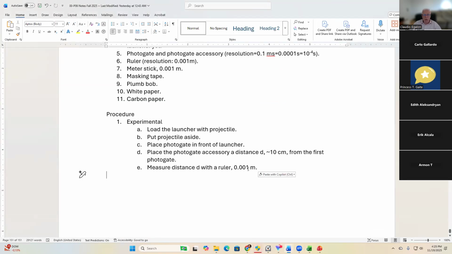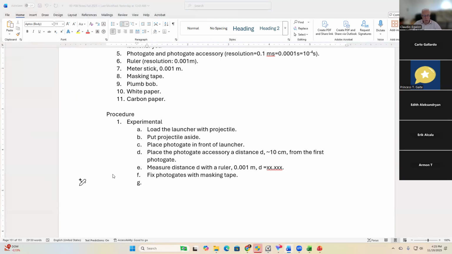The resolution of the ruler is 1 millimeter, 0.001. Consequently, D will have to be written in terms of X. Let's see, since it's 10 centimeters, we're going to have two X's in front of the decimal place: 1, 2, 3. Measure with a ruler. Since we're measuring with the ruler, this should go right in here.